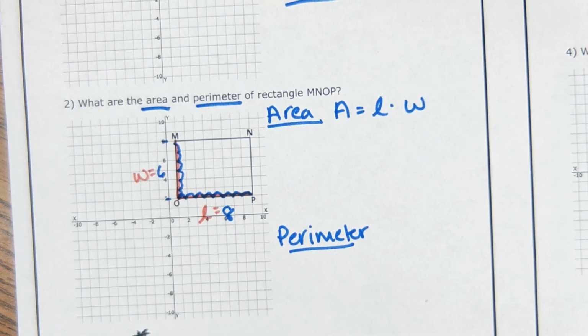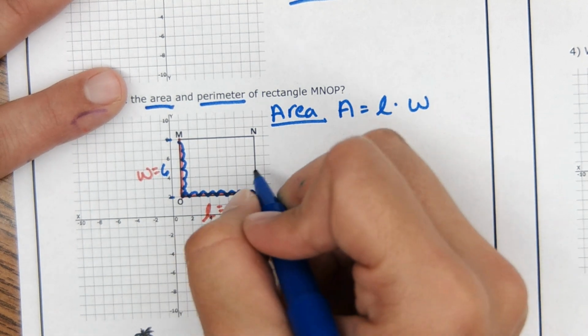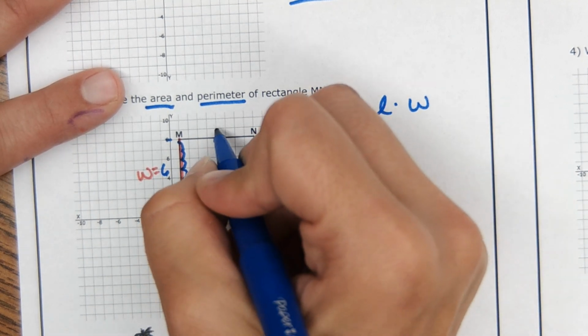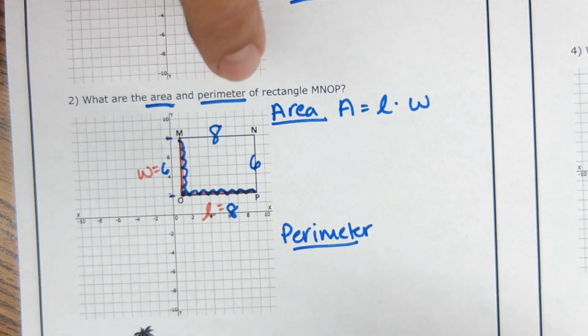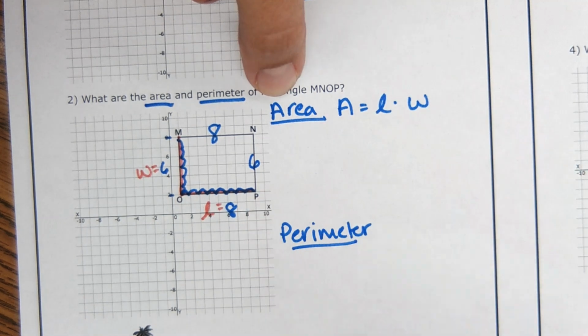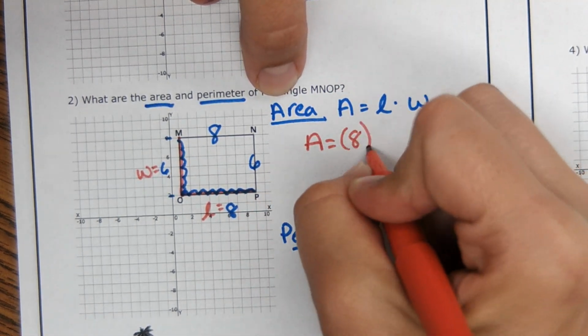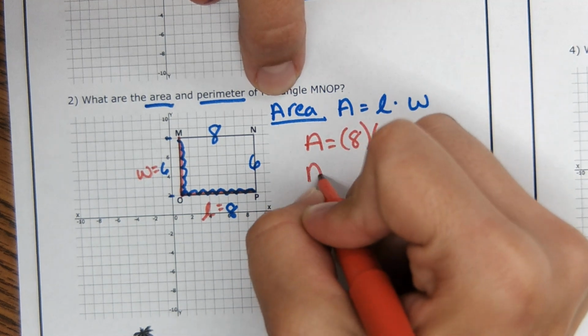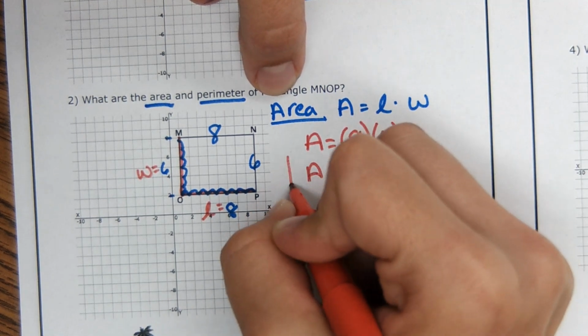With a rectangle, what's nice is opposite sides are equal. So if this is 6, I know this is 6. And if this is 8, I know this is 8. And I don't have to count again or anything. And then area is length times width. So area is length 8 times width 6, so it would be 48 units squared.